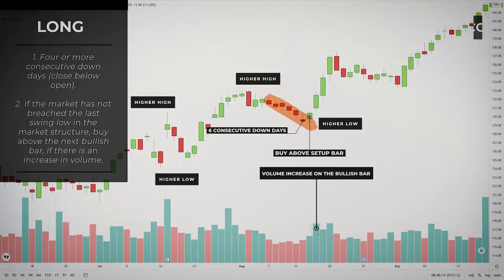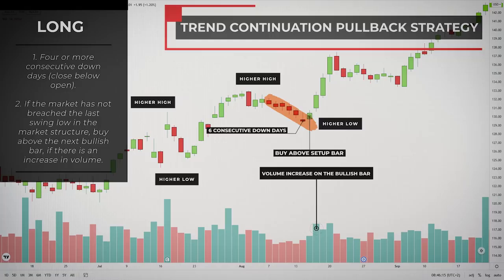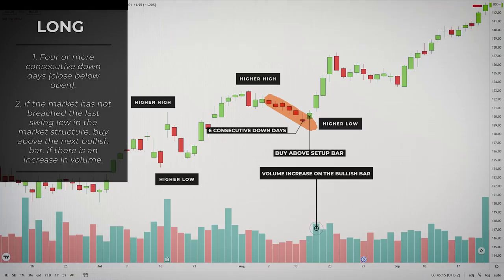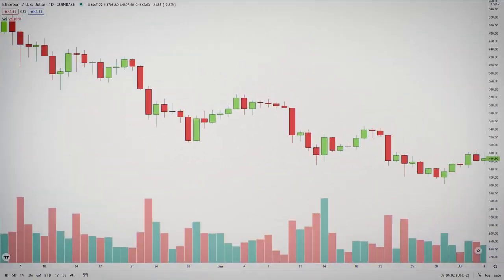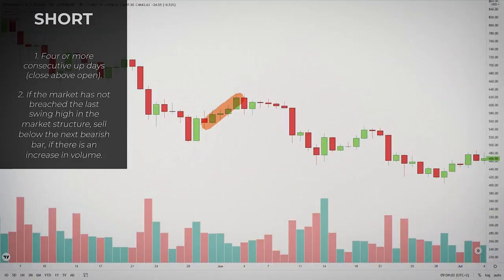You need to trade the market structure of an uptrend to find 4 or more consecutive down days and to trade in the direction of the main trend if the market has not broken the last swing low in the market structure. And here's the short entry criteria after consecutive up days.